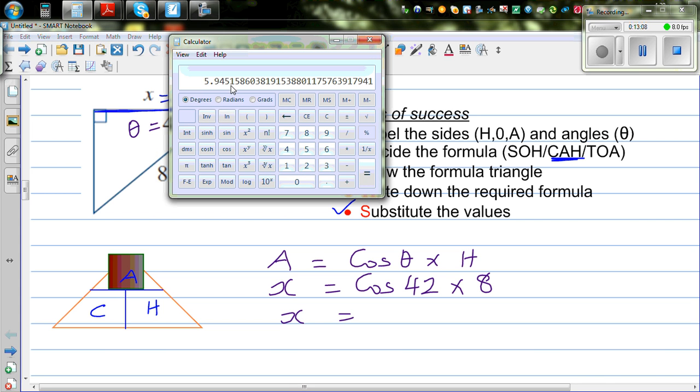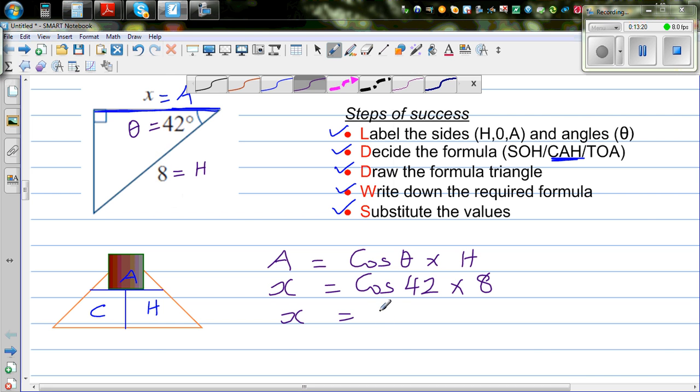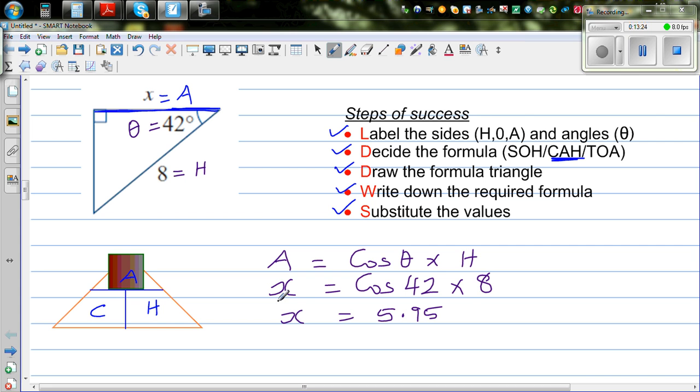5.945. So again, you got the third decimal value, which is 5, so it increases the second decimal value by 1. So it will be 5.95. So your x is 5.95, and this is in 2 dp. Okay, let me do the last question.